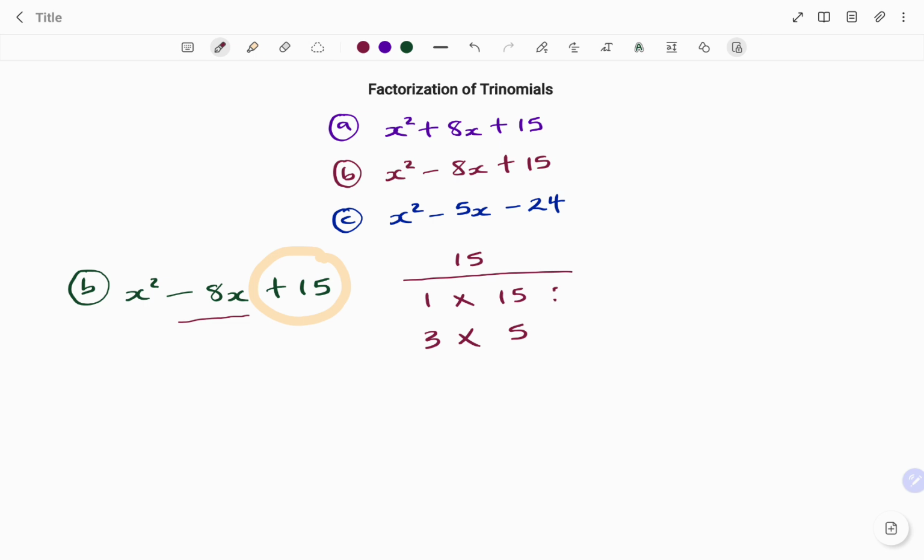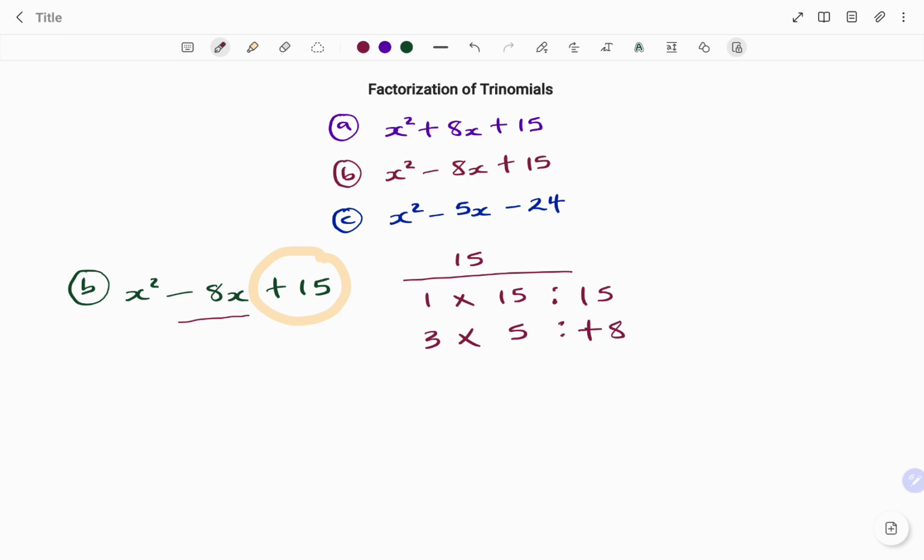If I add 1 plus 15, that will give us positive 16. That doesn't give us negative 8. If I add plus 3 plus 5, that will give me plus 8.